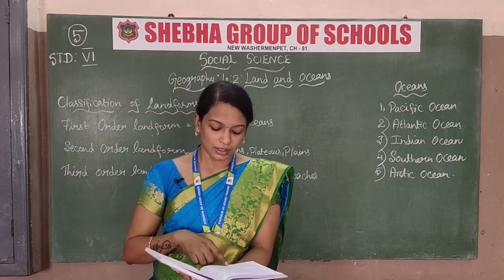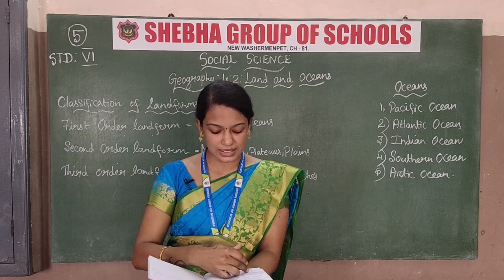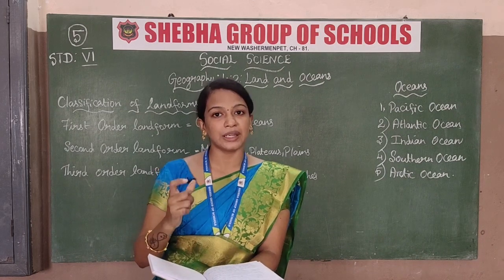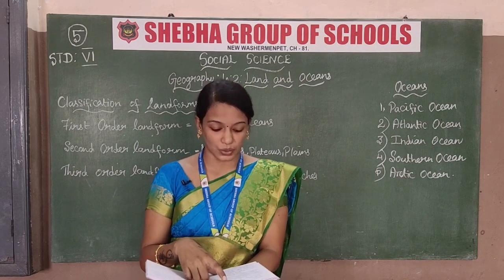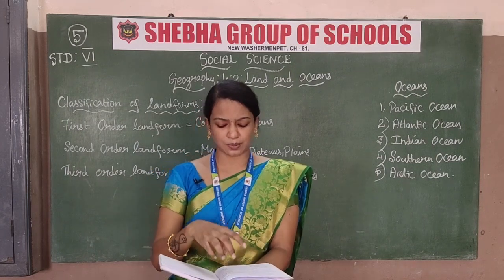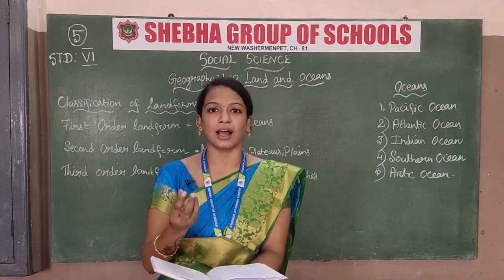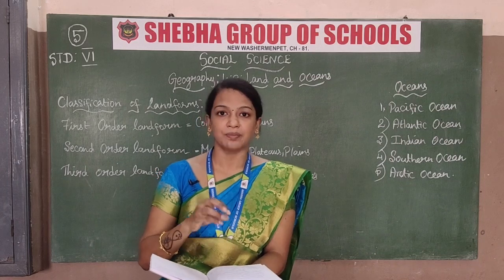The trench in the Southern Ocean is the South Sandwich Trench. Its deepest point is 7,235 meters. This place is icy, no? So the Southern Ocean is mostly covered with ice.